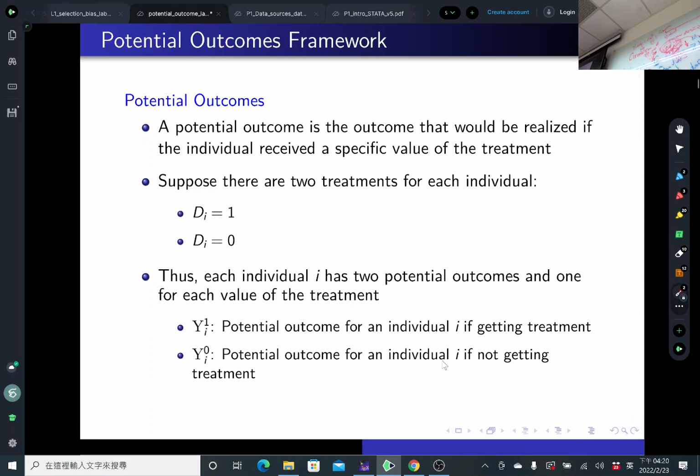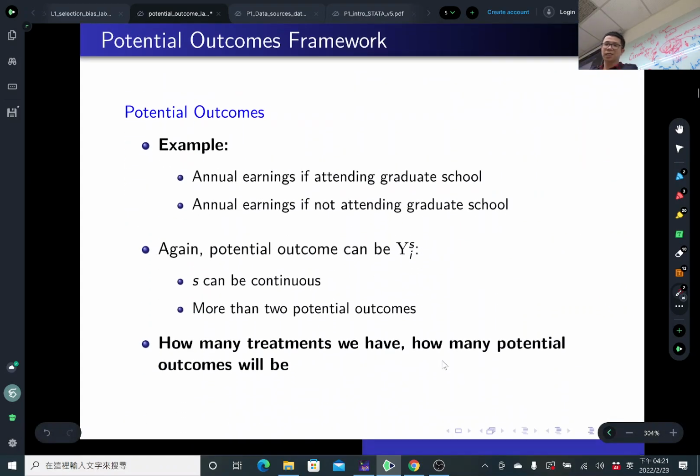So we define Y1 as the potential outcome for the individual who gets the treatment. Here we use the superscript to represent the treatment status. So Y0 means the potential outcome for the individual who decides not to get the treatment. Okay. So if you have such a treatment, you will have a potential outcome like this or this. Okay. So basically, how many potential outcomes do you have?